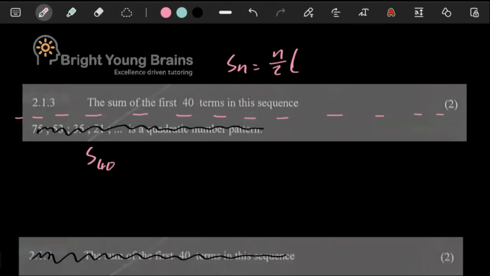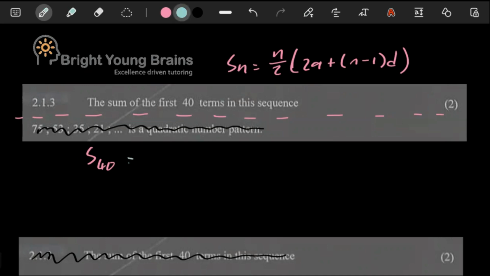N over 2, I think it's 2a here, plus n minus 1 d. Why am I doubting this formula though? It's weird. Why does it look so weird? But I think it's the one. What am I saying? Why am I saying I think it's the one when it is the one? Yeah, it is the one.